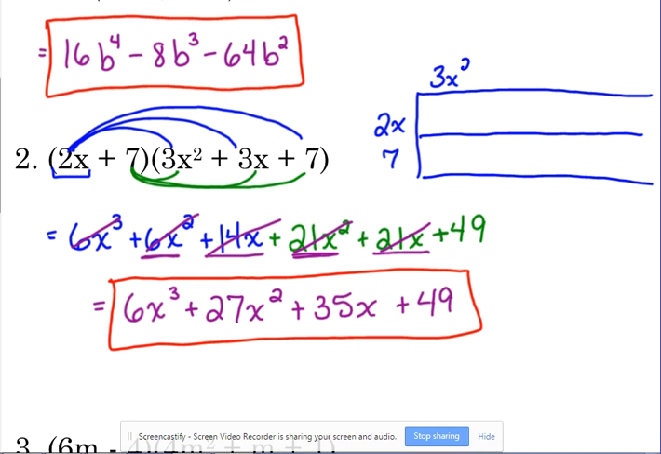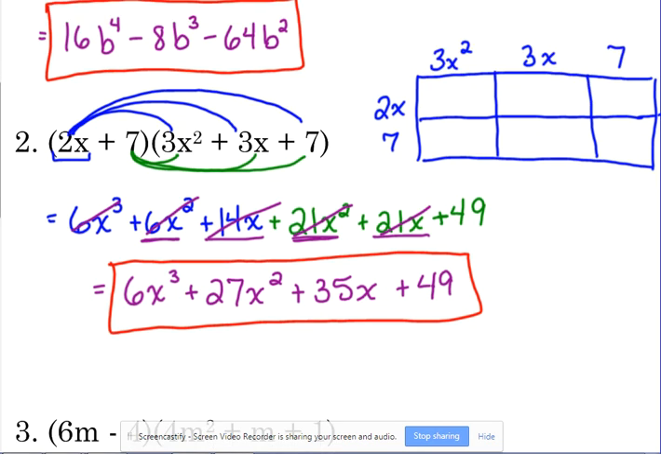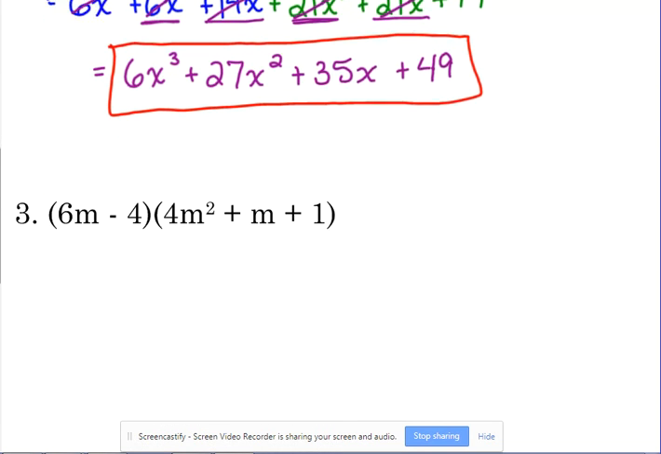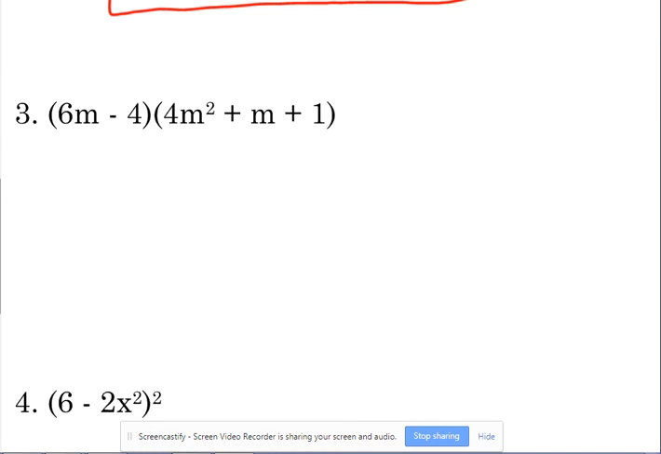Okay, 3x squared, 3x and 7. You can just set up a bigger box, and the same process that you used before applies. You just multiply 2x and 3x squared, and you put the result in the square. So you can do the same thing if you prefer that method. Okay, let's do another one of these just to make sure we've got it down pat.